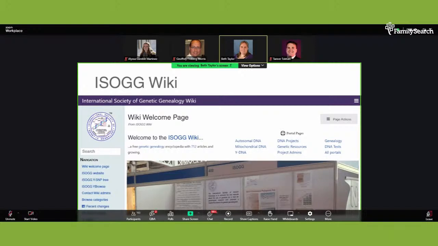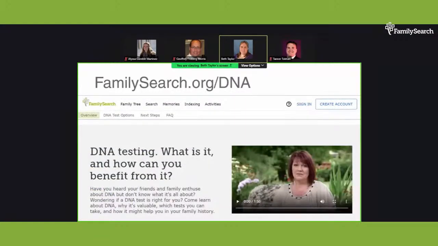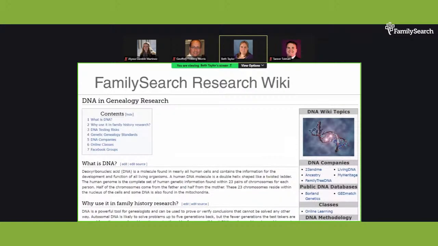If you want to learn more about Y or mitochondrial or X or anything related to DNA, this is a good starting point. FamilySearch has a whole DNA page. FamilySearch.org/DNA has a lot of information on it, and the wiki as well. We're starting to add more content to the wiki about doing DNA and how DNA works for genealogy research.